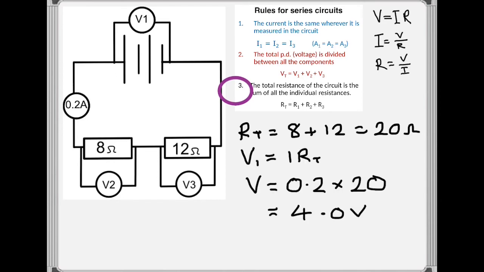V1 is going to be equal to the current times the total resistance. I've used V1 because that's also equal to VT for the whole circuit. All of these values are now for the whole circuit. So V1 is going to be equal to 0.2 times 20, and that is 4 volts. And that agrees with the answer that we got before. So that's how to do that particular problem.